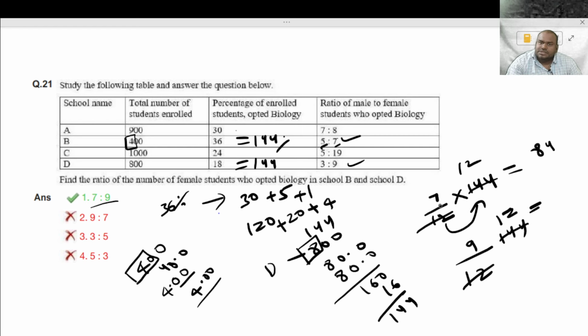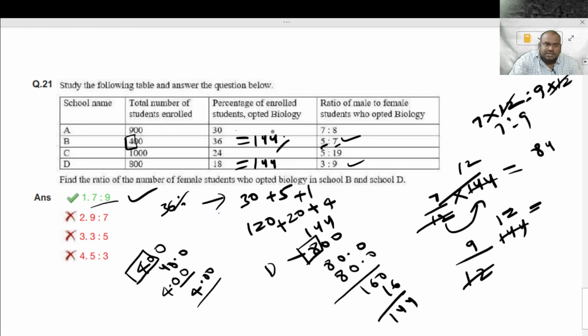You just keep it as 7 into 12, and here also 9 into 12. The 12 and 12 get cancelled. 7 and 9, we get the answer. Since both are the same, you can directly equate the ratio 7:9. Like that you can take it, or else you can calculate.